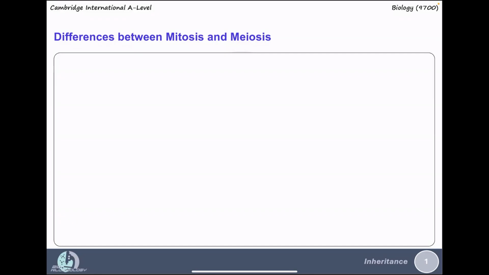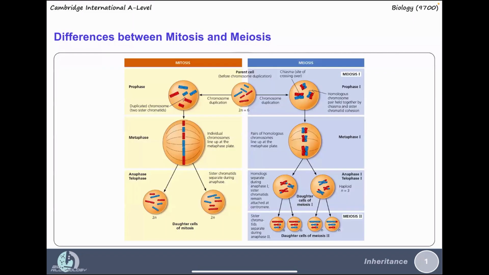In the previous lesson, we explored the overview of meiosis, meiosis 1, as well as meiosis 2. In this lesson, we will explore the differences between mitosis and meiosis. Let's get started. The diagram summarizes the differences between mitosis and meiosis.